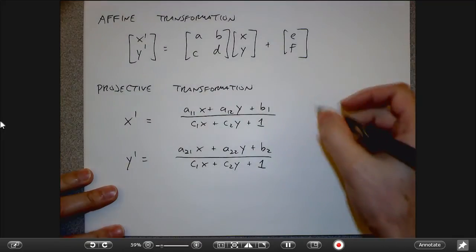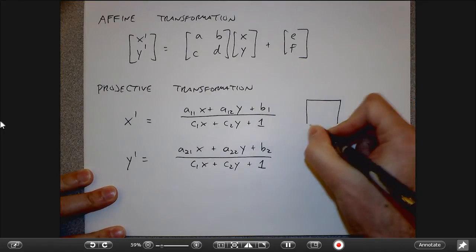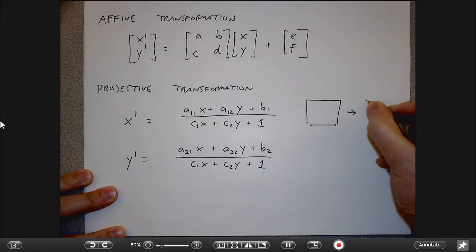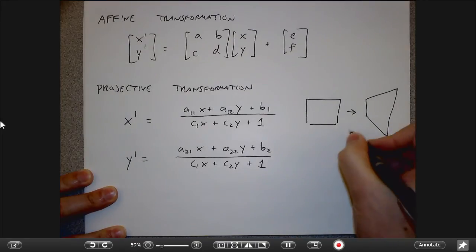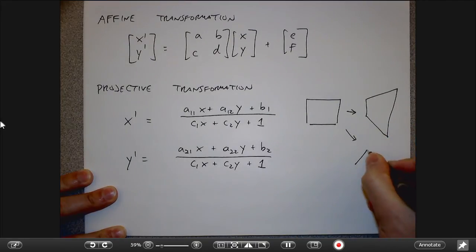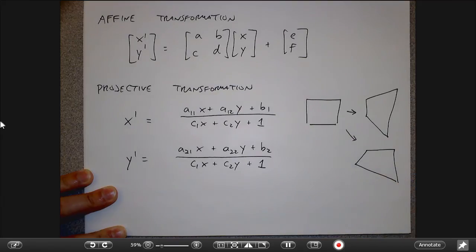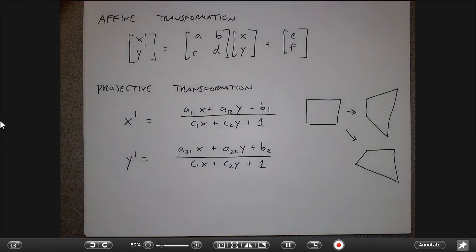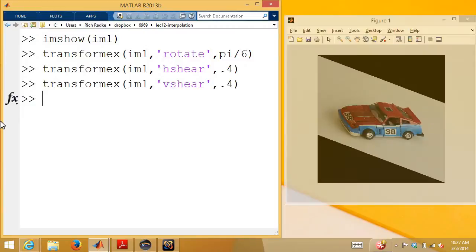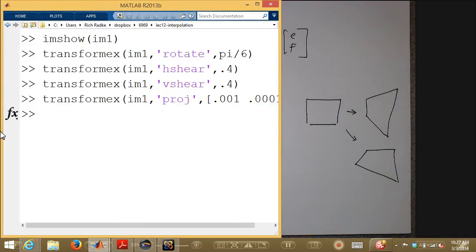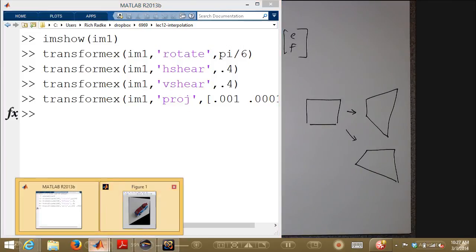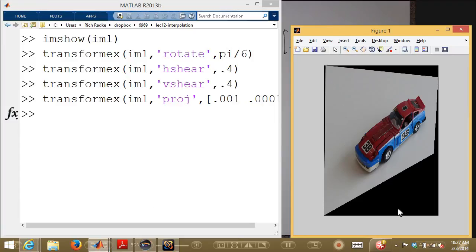So a projective transformation can take any original rectangular image and basically put those 4 corners anywhere that I want. There's no requirement that what comes out of a projective transformation needs to be a parallelogram anymore. It could just be an arbitrary quadrilateral. For example, if I apply just a projective transformation to my image, I could get something that looks more warped, like this. Okay.